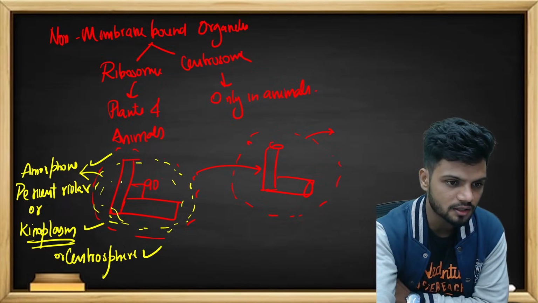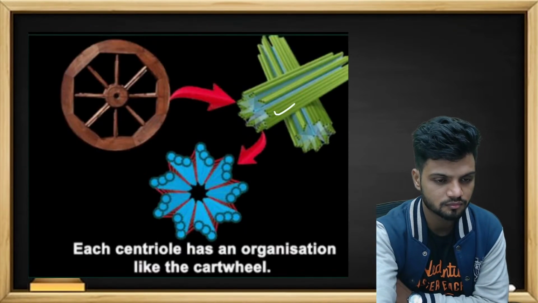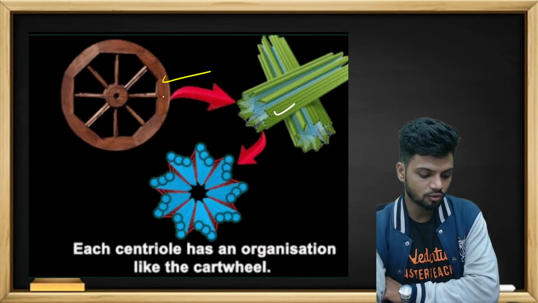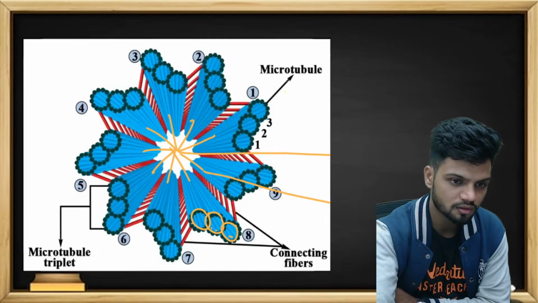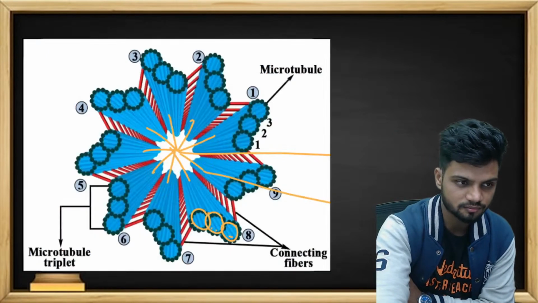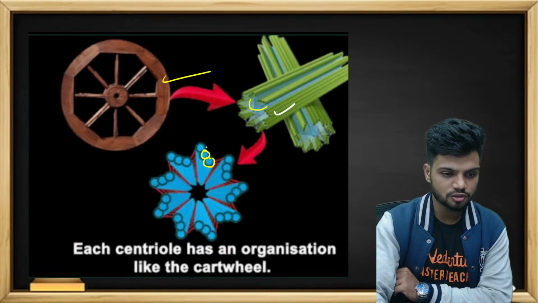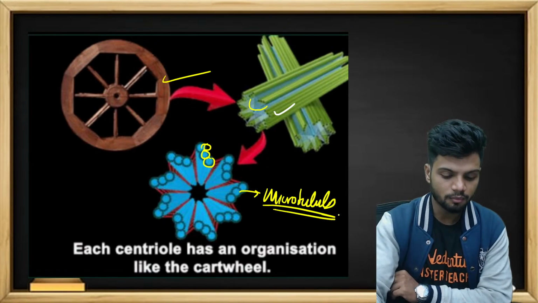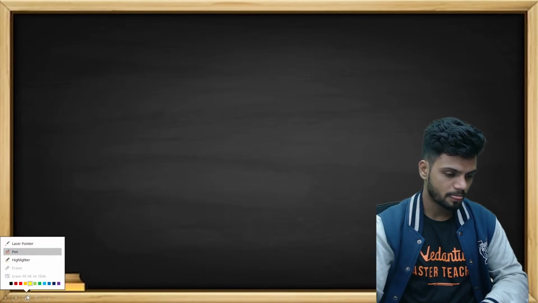Now, students, if you cut the centriole, see here. If you see one centriole, don't they look like a cartwheel? They look like a cartwheel. Each centriole, if you look at the centriolar structure, is also made up of microtubules. Look at the structure of them. Structure is very important again.